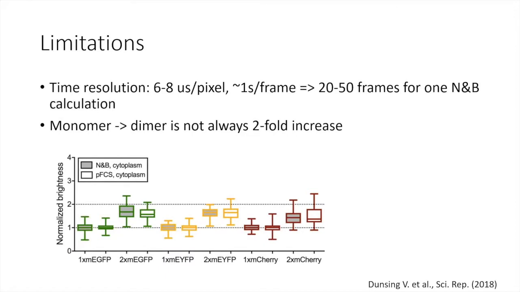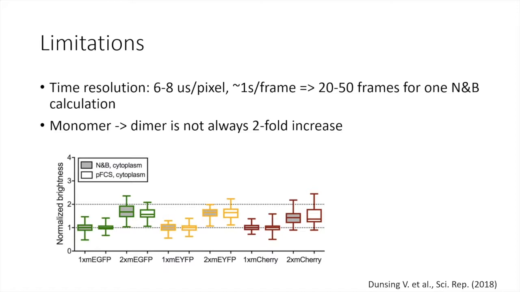So of course, there's limitation. For number of brightness, since you need to acquire one frame around 1 second, and you need to have enough signal to calculate the average and the fluctuation, the variance. In this case, typically we do 20 to 50 frames to create one number of brightness image. That means your dimerization or oligomerization needs to be quite stable, and stay maybe 1 minute or longer in order to observe that in your number of brightness.